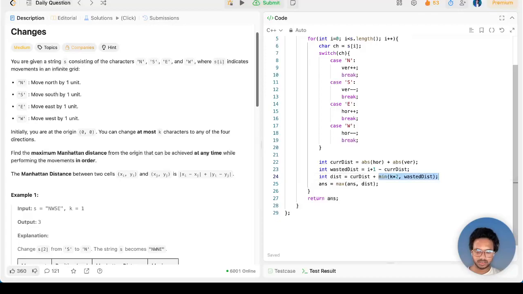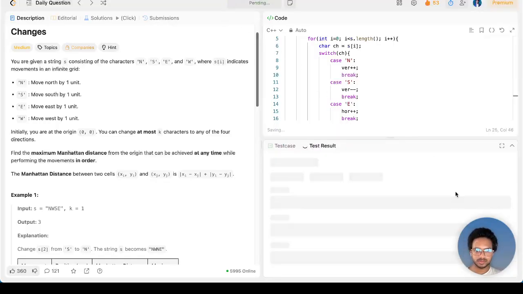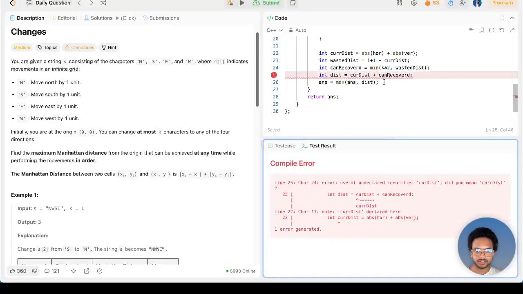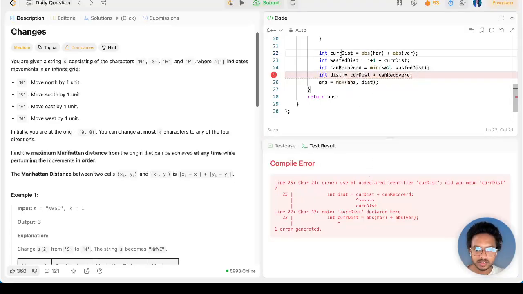So what I can do is find how much I can recover here, and then I will just add it here and recover. And now I have to add the recovered value to our current distance.